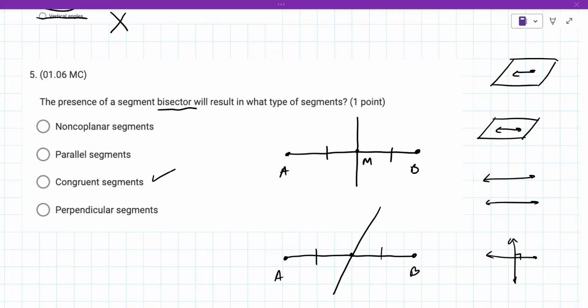Wait, so what really is a segment bisector? It's when it cuts something in half. Got it. So I was kind of confused what they meant by it. All right, that makes sense now.